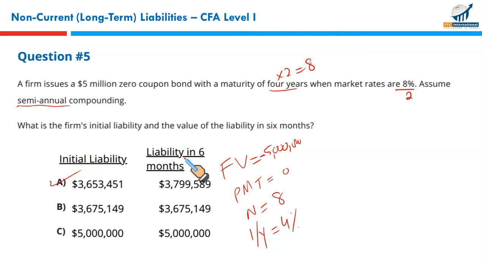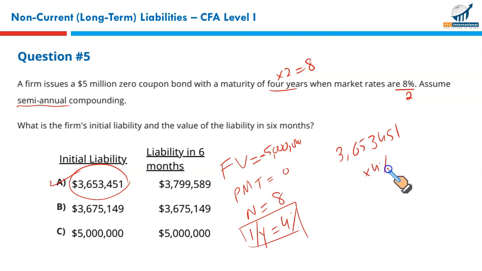How do we calculate liability after? This is the original value at which we have booked our liability, right? That's the book value. What will be the value of this liability after 6 months? Remember, our effective interest rate we'll be using is 4%, because it is compounded semi-annually. So simply what you will do, 3,653,451 multiplied by 4%. Whatever the result comes, it's your liability to be added in the bond.